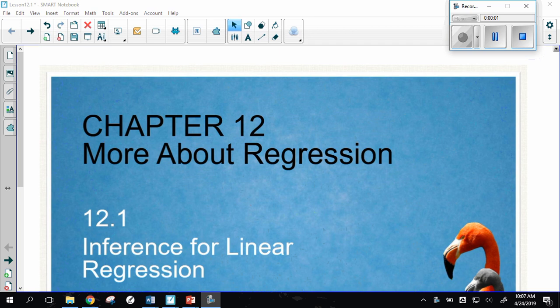Inference on a least squares regression line. So the end game for this is to be able to come up with a confidence interval and to do a hypothesis test for the slope of a least squares regression line. All right.